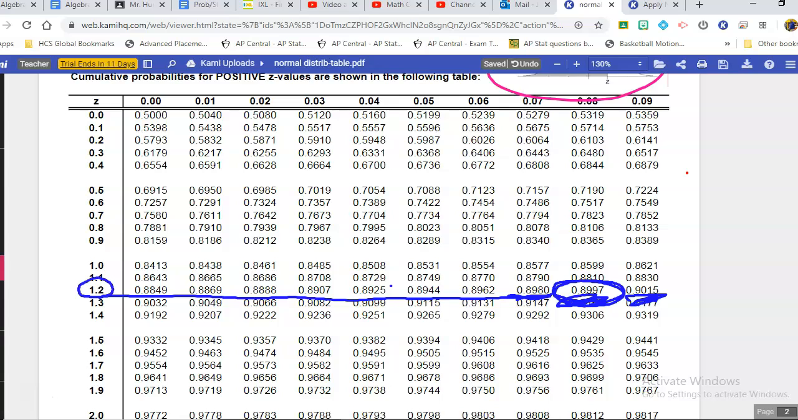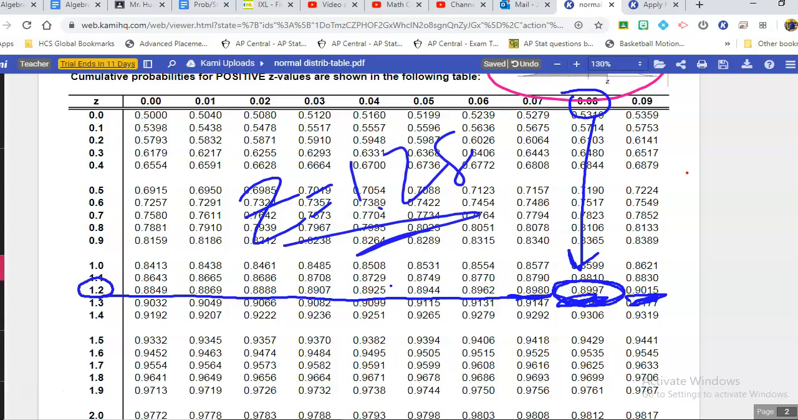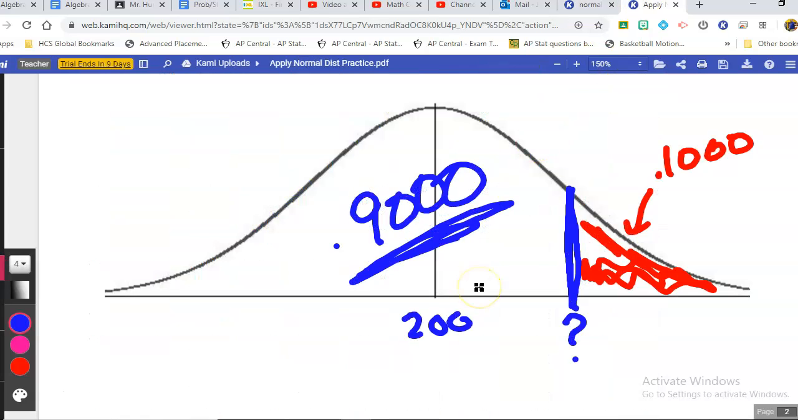So that's 1.28, which would be the Z for that problem. So we're going to say that our Z is 1.28. Hopefully you don't scribble on your table like that. We know that whatever we're dealing with, Z is 1.28. And after that, it becomes an algebra problem.